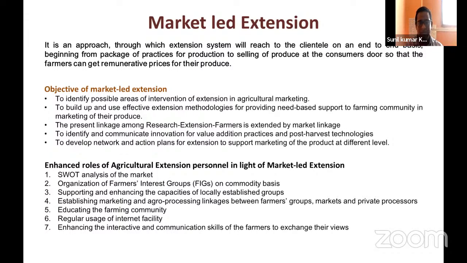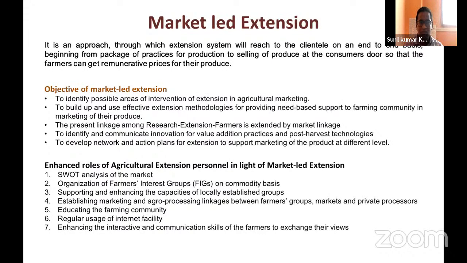It can be a basic research area for applied science also. It can help identify and communicate innovations for value addition practices and post-harvest technology with market data extension, and sometimes it can be used to develop the network and action plan for extension, basically for supporting marketing of every product at different levels.